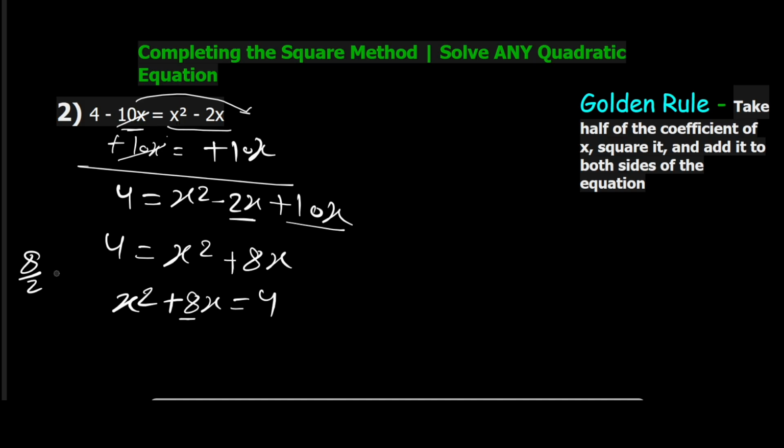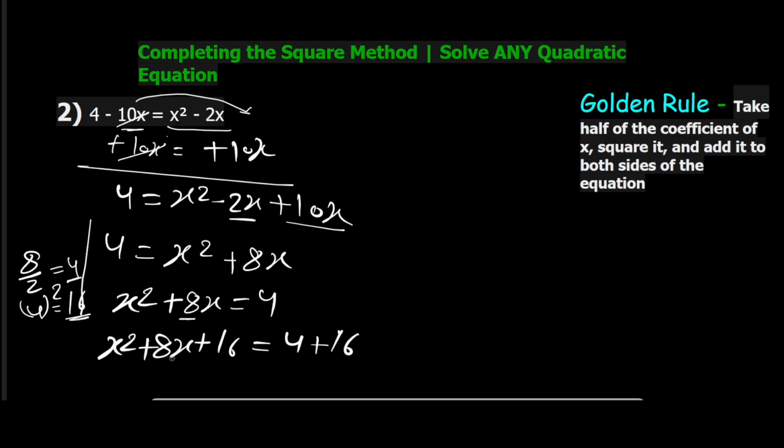So half of the coefficient is 8 over 2, which equals 4. Now square the 4. By squaring the 4, we have 16. So 16 is the number that I'm going to add to both sides of the equation: 8x plus 16 equals 4 plus 16.